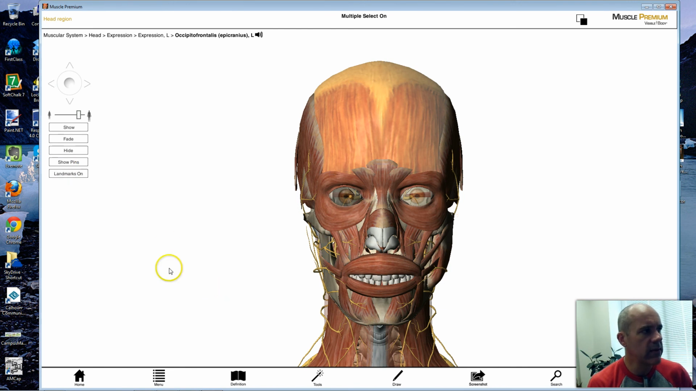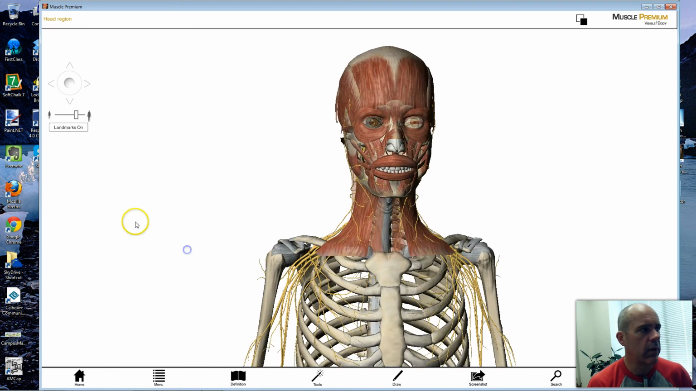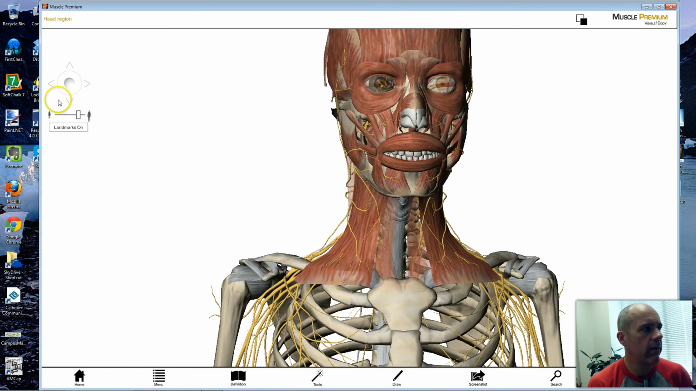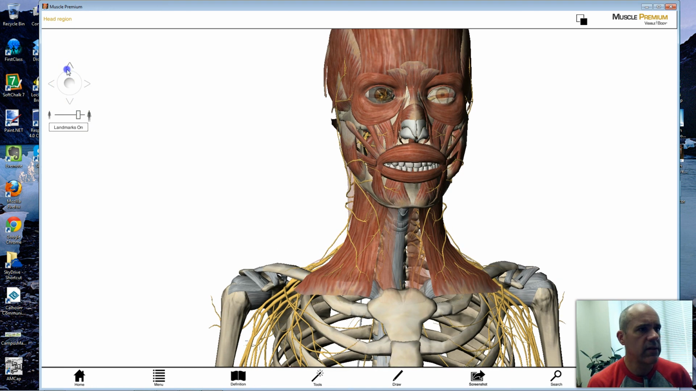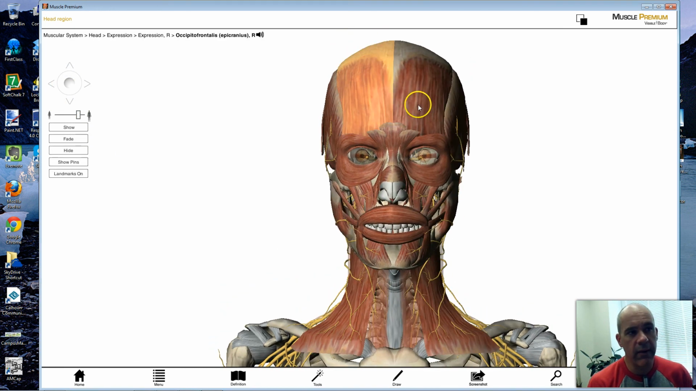Let's see, I'm going to clear my pens. Oops. All right, let me zoom back into my head here for a second. All right, another thing I wanted to point out, this Muscle Premium program lets me highlight left and right separately.